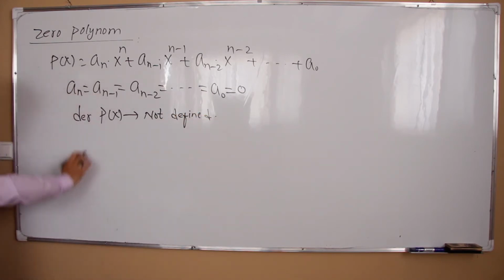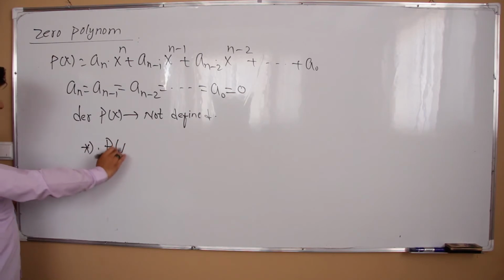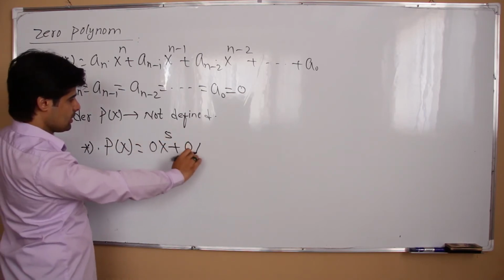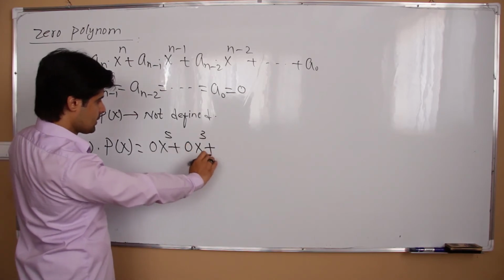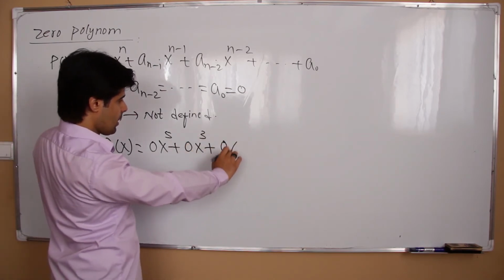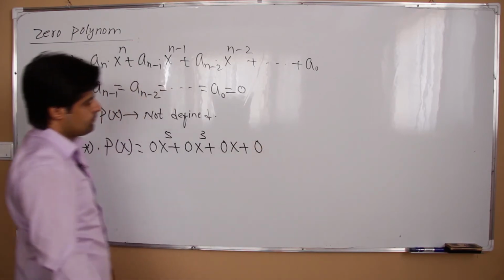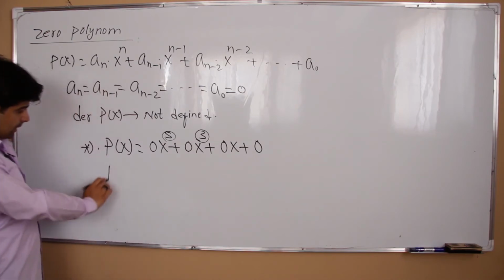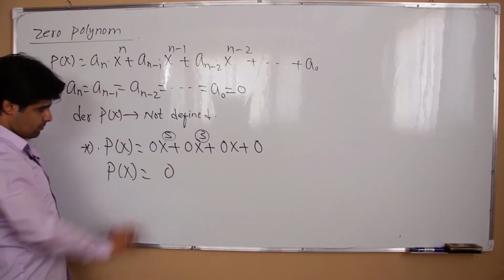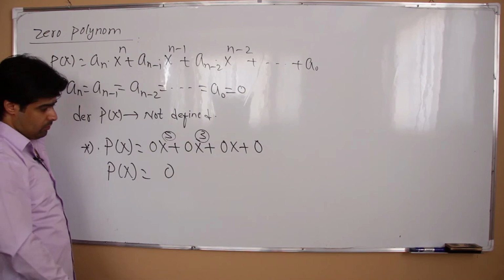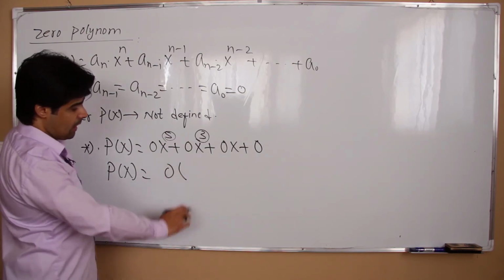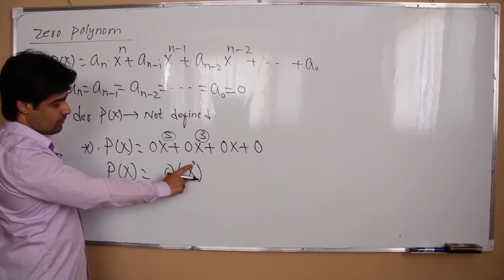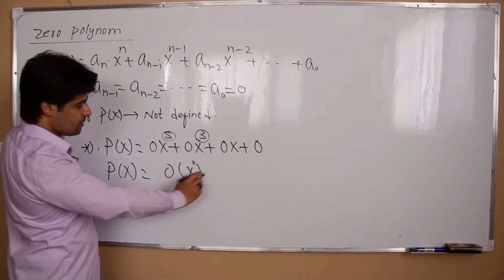Why? For example, if we have a 0 polynomial, 0x to the power 5 plus 0x to the power 3 plus 0x plus 0, is the degree 5? No. Is the degree 3? No. Or we can write p(x) = 0. It's a 0 polynomial. Why? Because if I put x to the power 0, x to the power 0 is 1, 1 times 0 is 0.